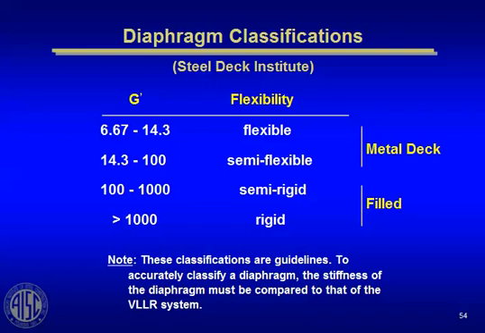So, armed with that, here's the Steel Deck Institute definition of a flexible, semi-flexible, semi-rigid, and a rigid diaphragm, all a function of G prime, the shear stiffness. These are just guidelines, and there's no right answer or wrong answer. They just sort of give you a feel for what's flexible and what's rigid.